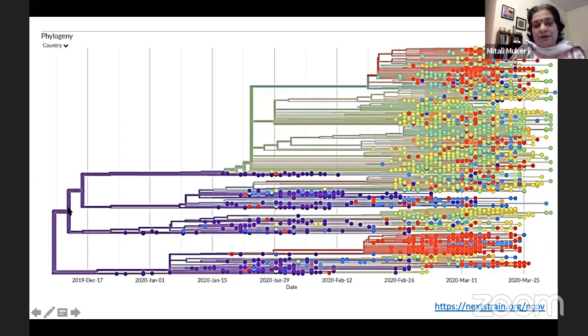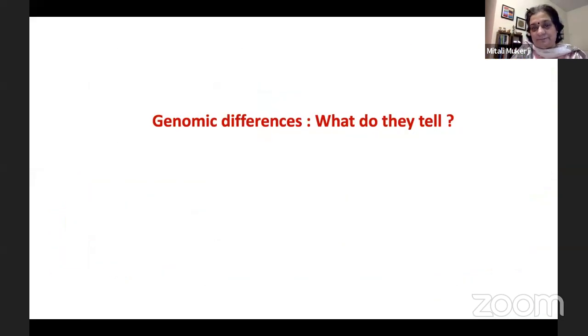So this is how a tree typically looks, which is the original one, after which what diverged, and then what diverged, and these are different parts of the world, what kind of mutation arose. This is very interesting, and it tells a timeline from December to March of how each of these lineages have arisen. So you click on each of these dots and it will tell you which individual from which part of the country has contributed that sequence to this kind of understanding.